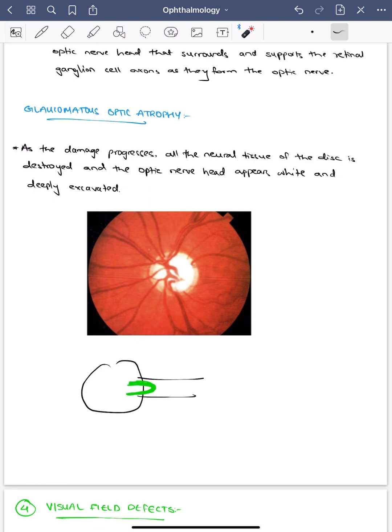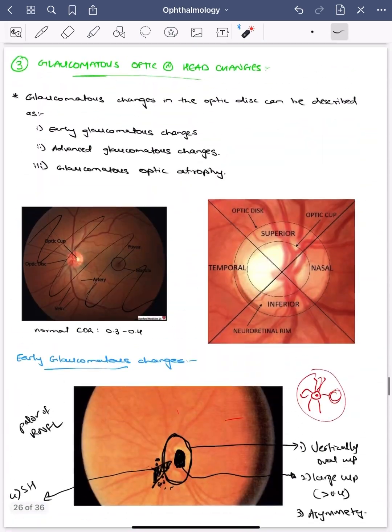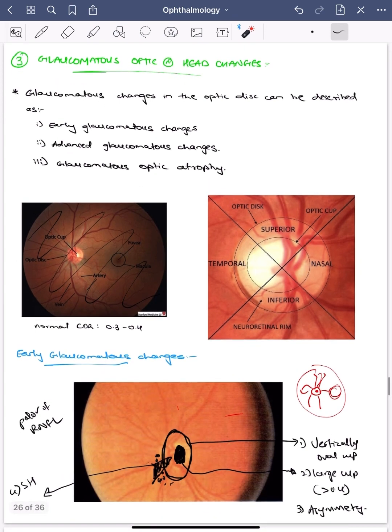Optic nerve head appears white and deeply excavated. So let us revise the optic nerve head changes. Now remember, a normal optic head consists of the optic disc, the optic cup, the retinal veins, the retinal arteries, and the fovea and macula. Between the optic disc and optic cup we have the neuroretinal rim.